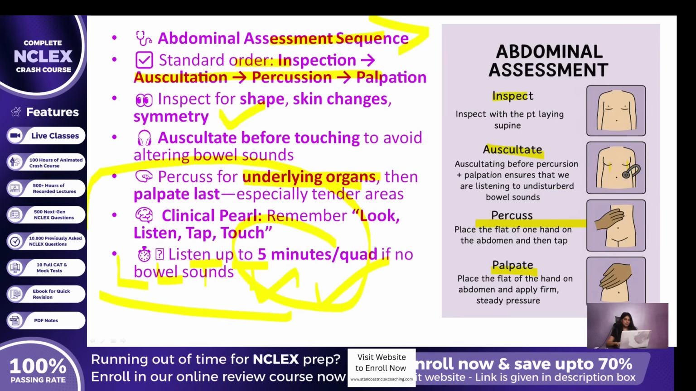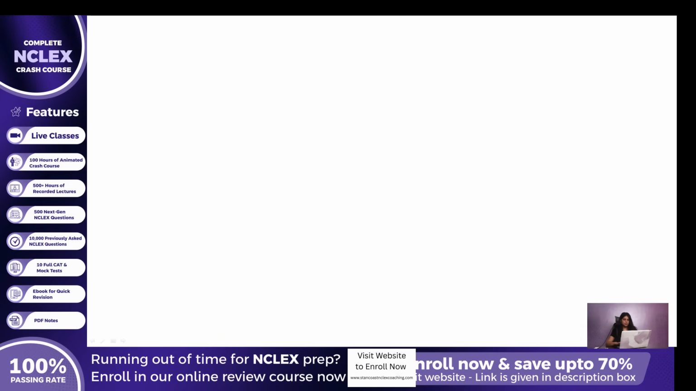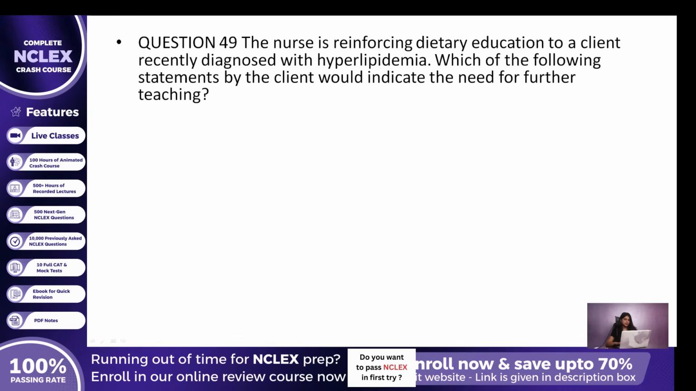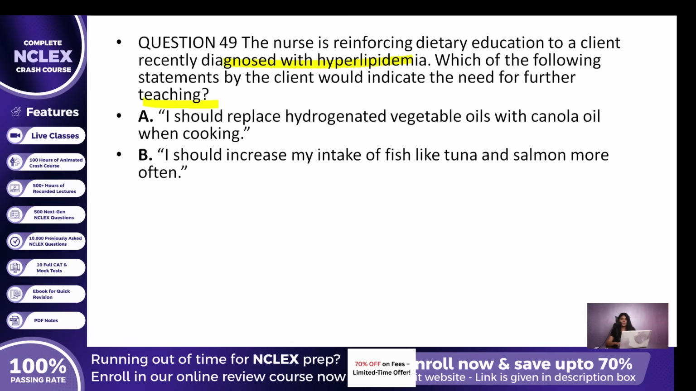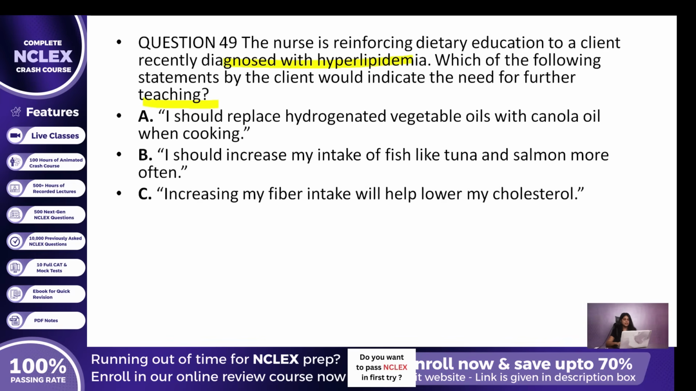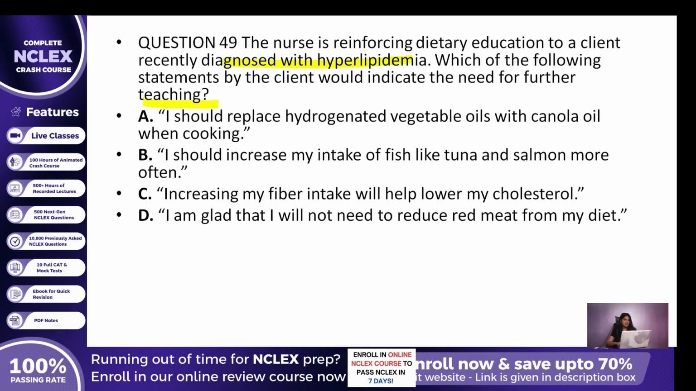Now shifting to dietary management for hyperlipidemia, the question 49 asks which client statement indicates the need for further teaching. The options are Option A, I should replace hydrogenated vegetable oils with canola oil when cooking. Option B, I should increase my intake of fish like tuna and salmon more often. Option C, increasing my fiber intake will help lower my cholesterol. And Option D, I am glad that I will not need to reduce red meat from my diet.